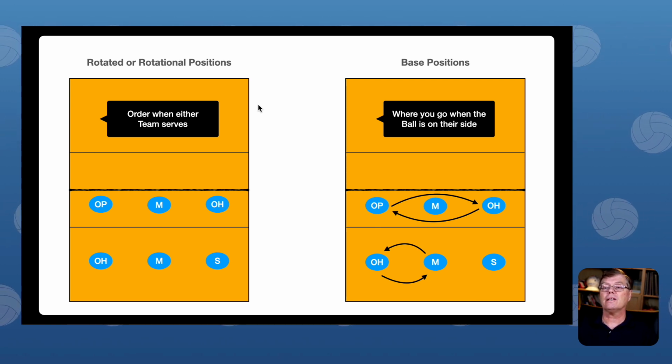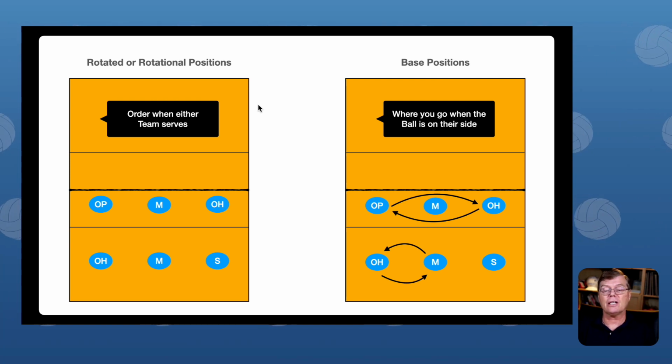And we'd like to get the outside hitter to the left side position. And in the back row, because we like to play our middle on the left side, and we'll talk about that a little bit, our outside hitter in the middle back, we will go ahead and have them switch as well.